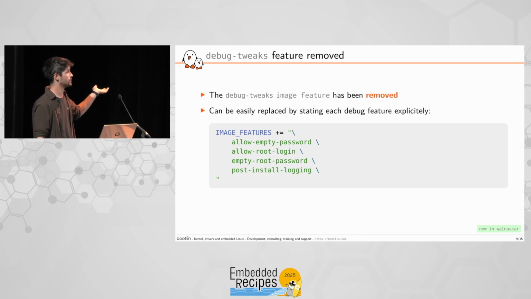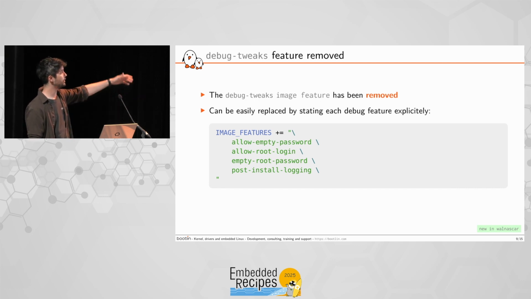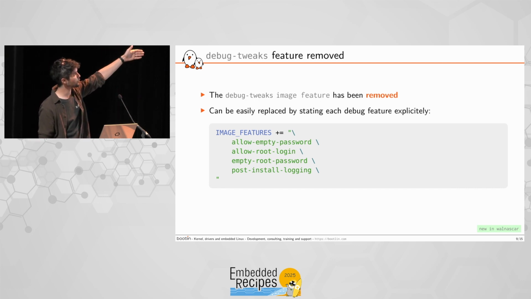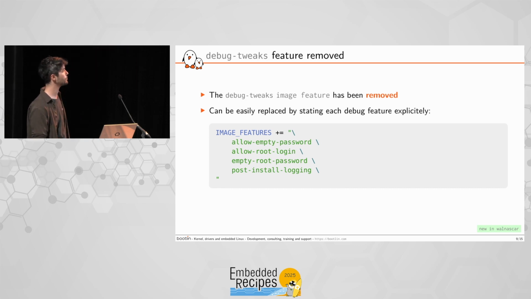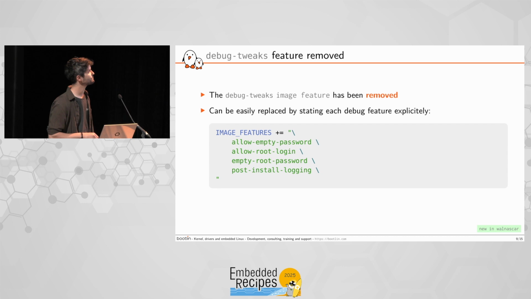What you need to do is simple. You just need to explicitly list the features that you want to enable. And this is really what it did before. You don't necessarily need all of them, but I think it's worth mentioning here to keep you updated when you will be updating your Yocto distribution.